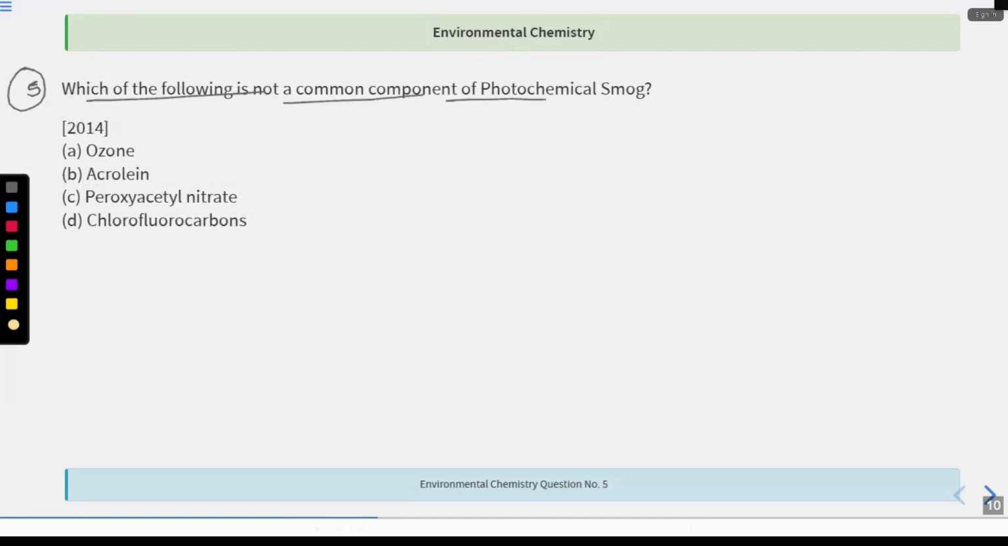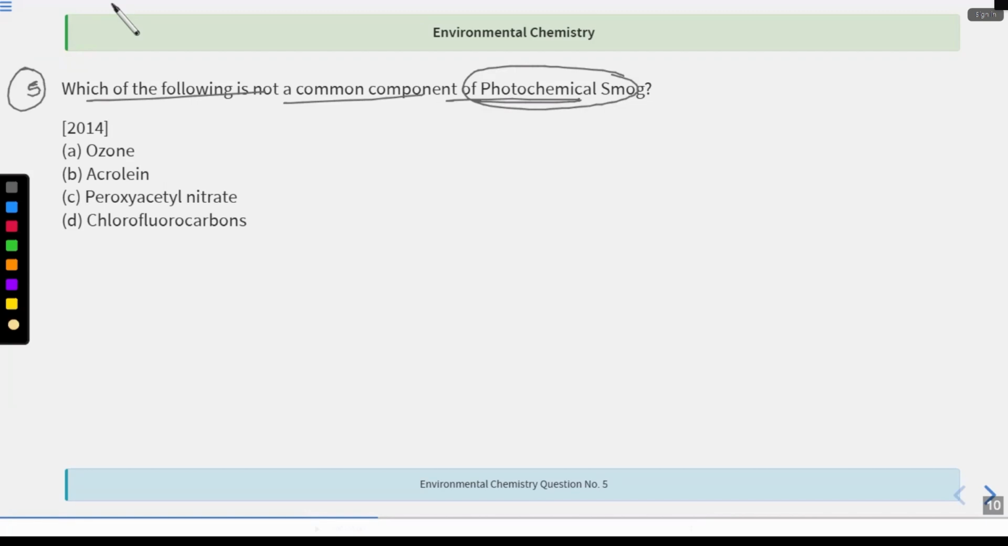Which of the following is not a common component of photochemical smoke? So what is photochemical smoke basically? Photochemical smoke is a mixture formed when pollutants like oxides of nitrogen or sulfur and other volatile compounds, volatile meaning those which can easily be converted into vapor, combine with sunlight to produce a hazy kind of atmosphere. It is basically in the mornings, when there is sun and the oxides combine with it, that you get a blurred vision due to this photochemical smoke.